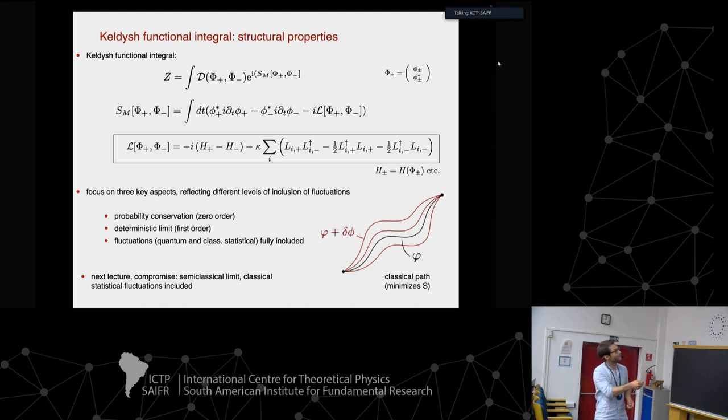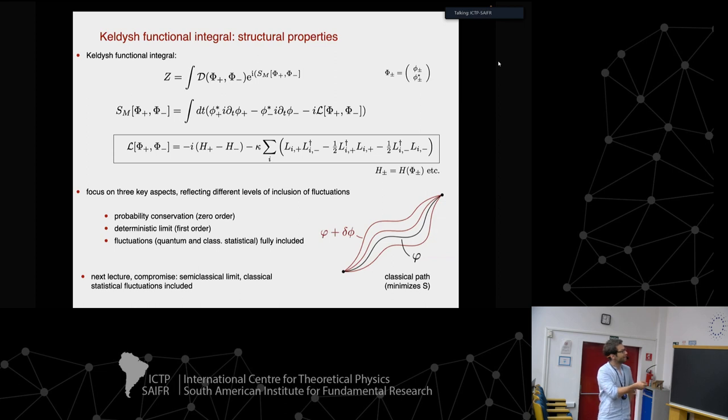Now, what this prescription here tells you is that you have to sum over all possible configurations to get the right answer for your problem. And that's really what quantum or statistical field theories are: summing over many configurations of the field. And let's now see different layers of complexity of including or not these fluctuations.